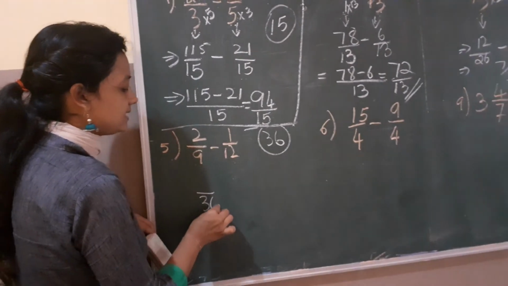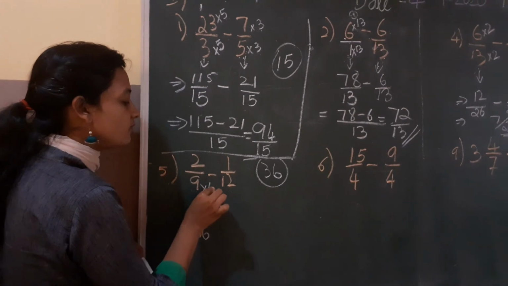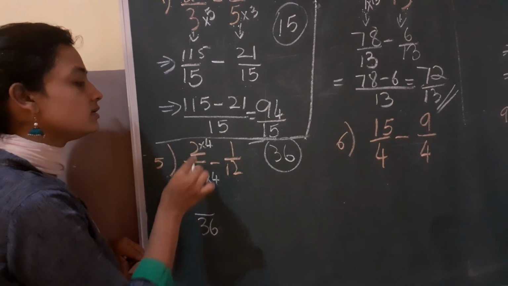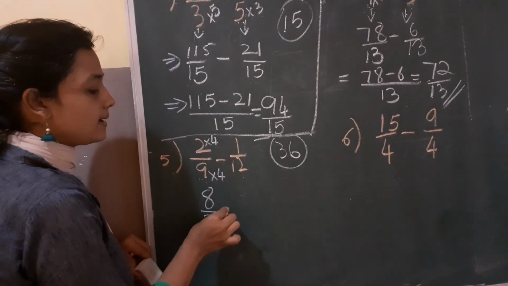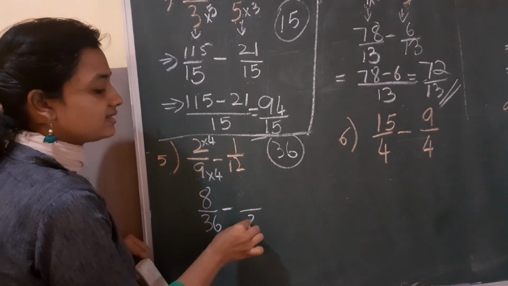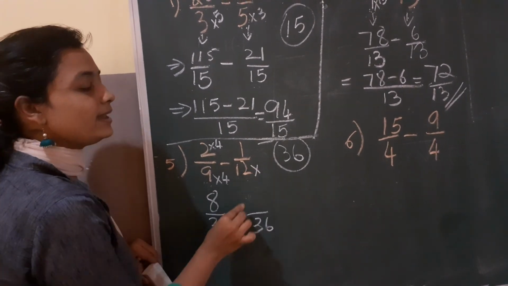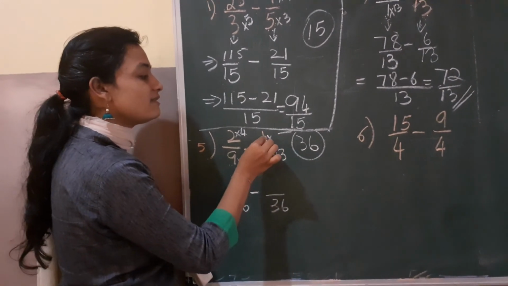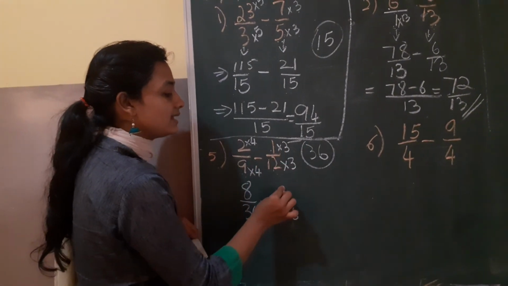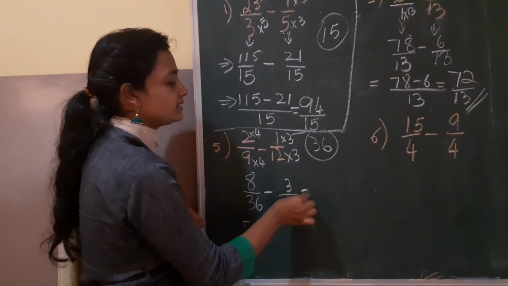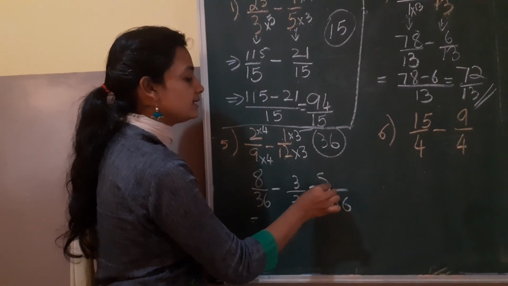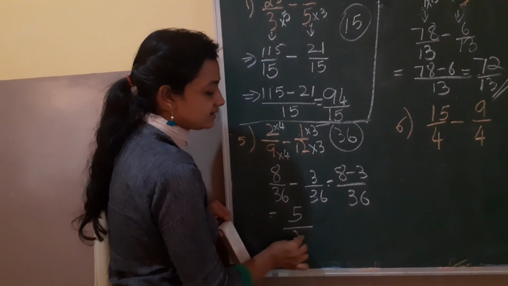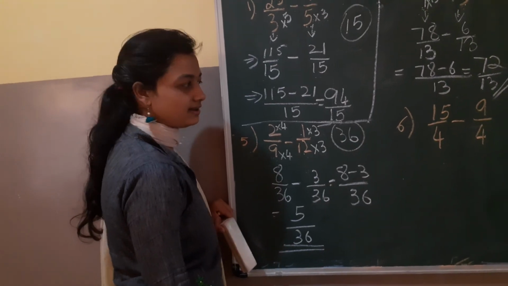So I have to convert both. First one, 36. I have to multiply 9 with 4. 9 4s are 36. So multiply 2 also with 4. 2 4s are 8. Minus. Now I should convert this into 36. So I will multiply 12 with 3. 12 3s are 36. Now I will multiply 1 also with 3. 1 3 is 3. Now subtract. That is 36 in the denominator, and in the numerator 8 minus 3. What is 8 minus 3? 5 by 36. This is my answer.